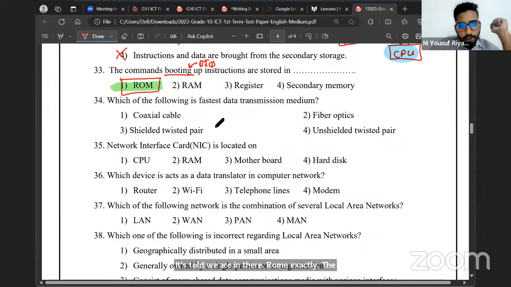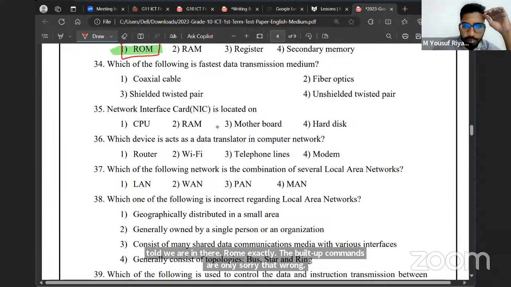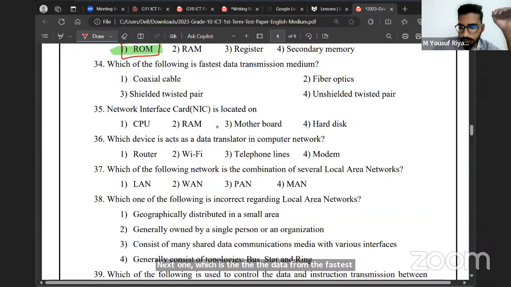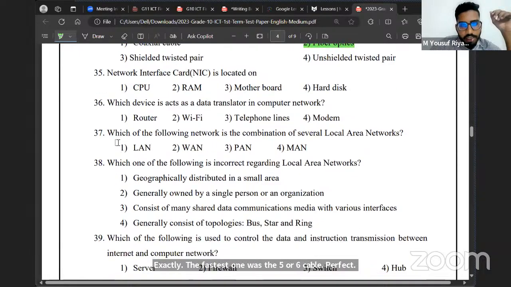Next one. Which of the following is the fastest data transfer medium? Which one? Exactly. The fastest one was the fiber optics cable. Perfect. Next. Network interface card is located where?